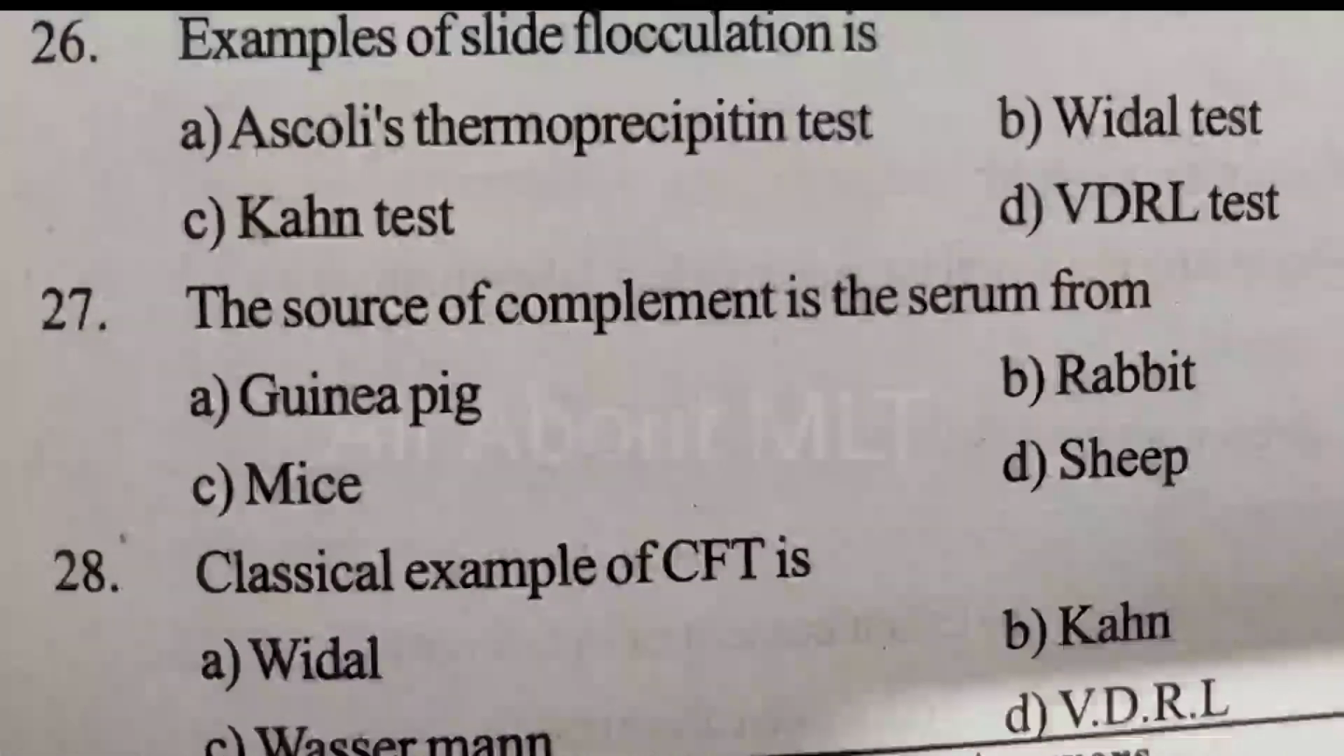The source of complement is the serum from option A, guinea pig. Option B, rabbit. Option C, mice. Option D, sheep. Answer is option A, guinea pig.